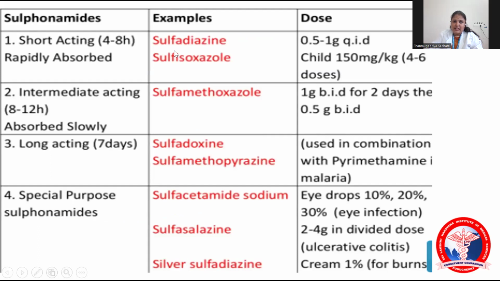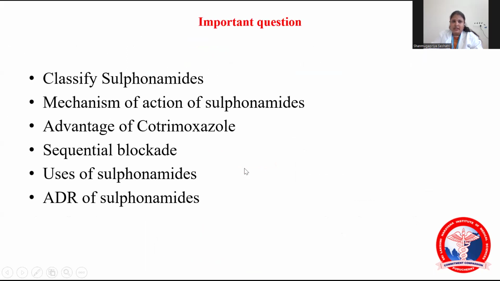Short-acting drugs: sulfadiazine, sulfisoxazole. Intermediate-acting: sulfamethoxazole. Long-acting drugs: sulfadoxine and sulfamethoxypyrazine. Special purpose, we already saw: sulfacetamide eye drop, sulfasalazine for ulcerative colitis and silver sulfadiazine for treating burns. Yeah, so the important questions are classification of sulfonamide and mechanism of action of sulfonamide, which we already saw. Advantage of cotrimoxazole, we already saw. When used as a combination therapy, these drugs produce a cidal effect. And sequential blockade: cotrimoxazole produces sequential blockade by inhibiting both dihydrofolate synthase and reductase.